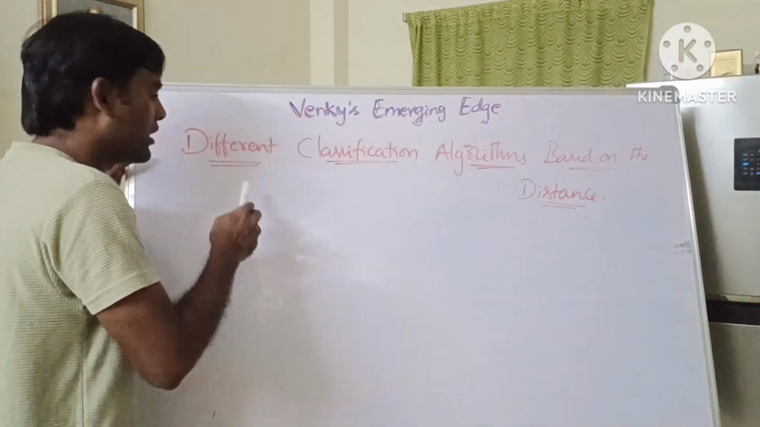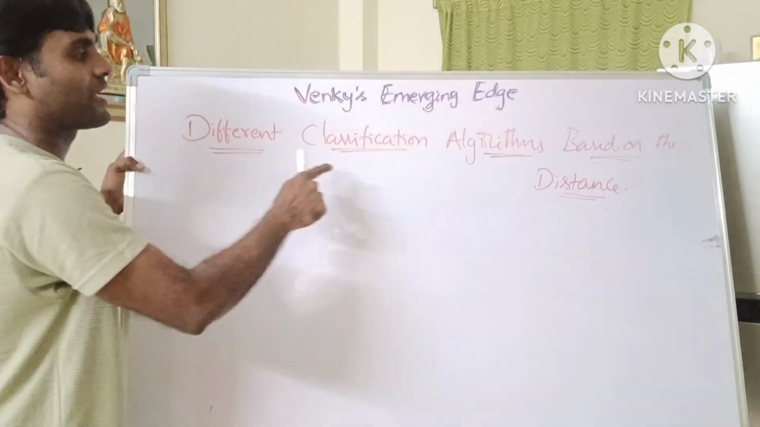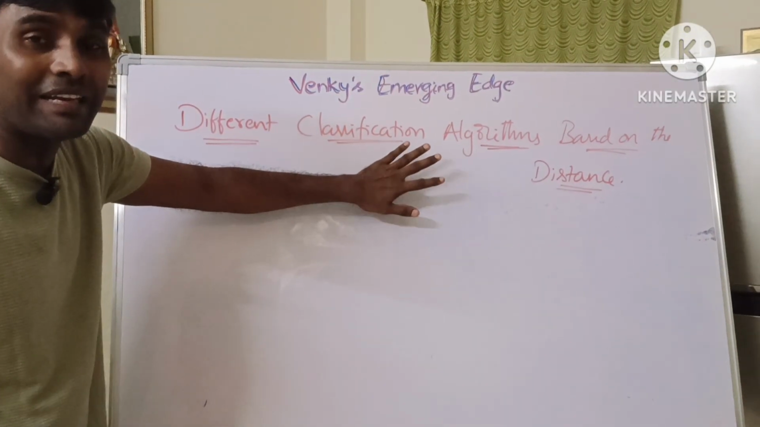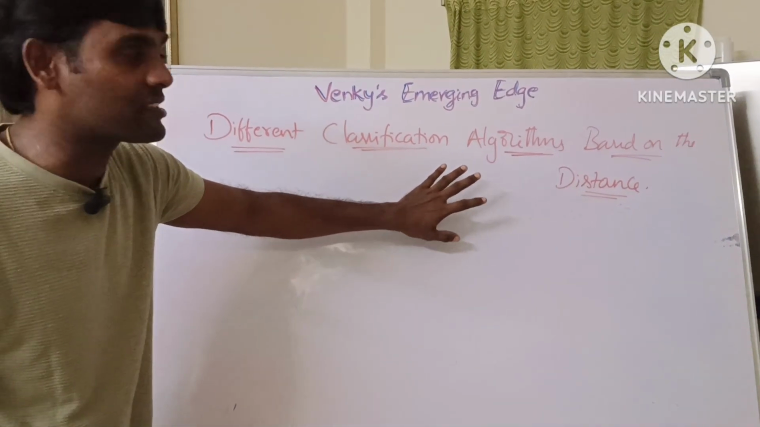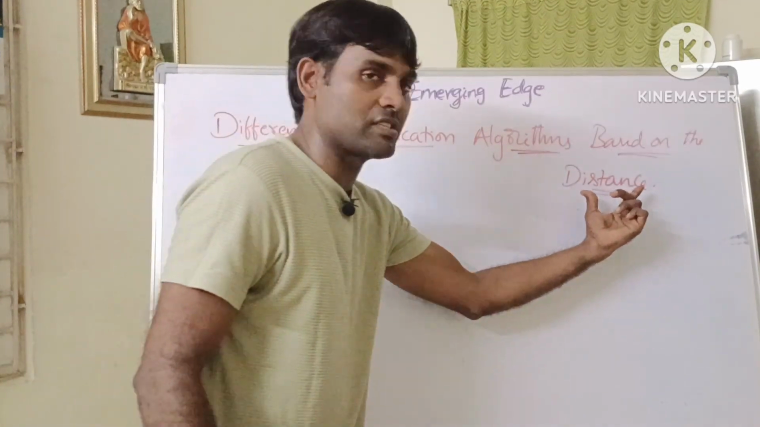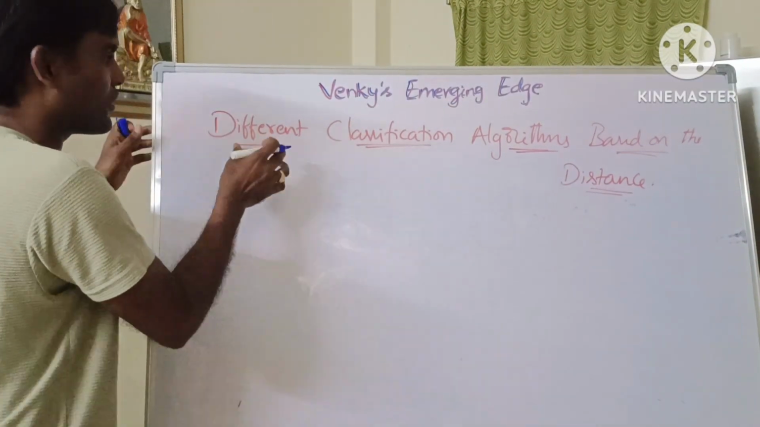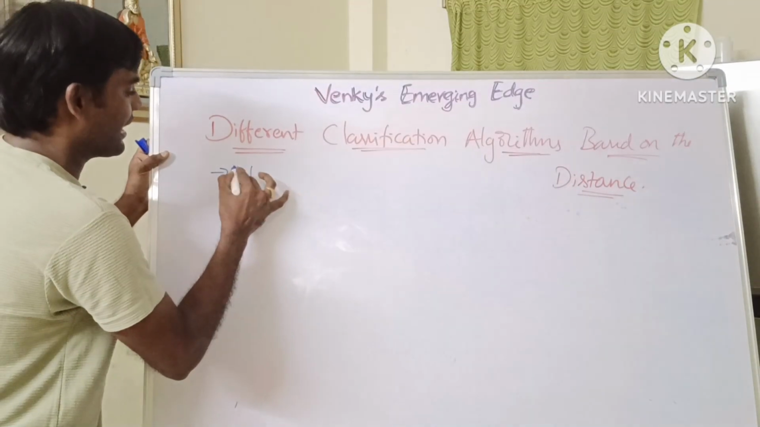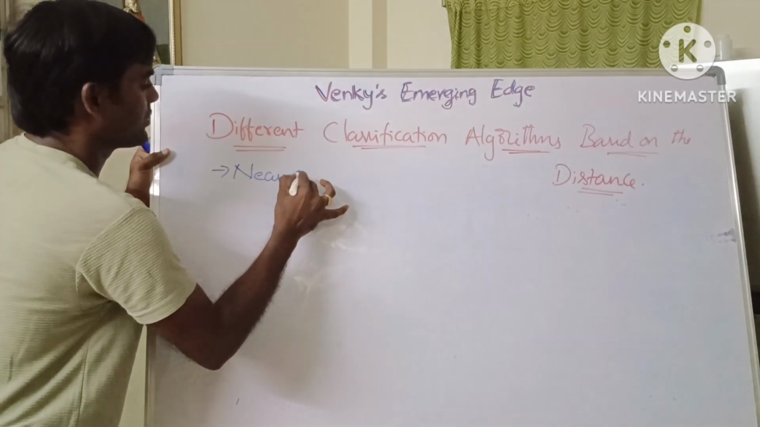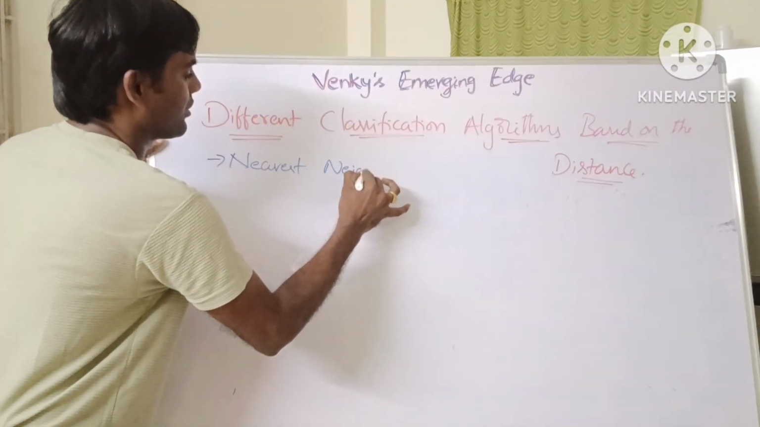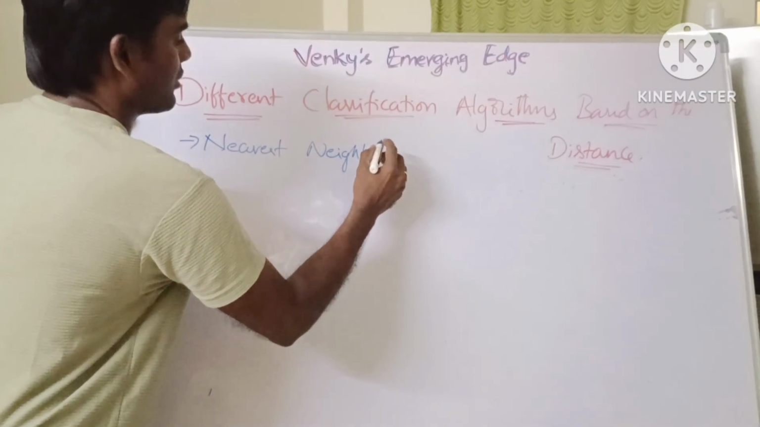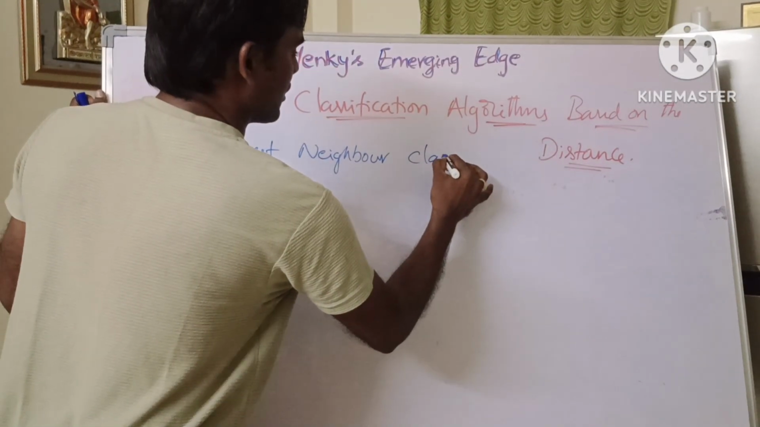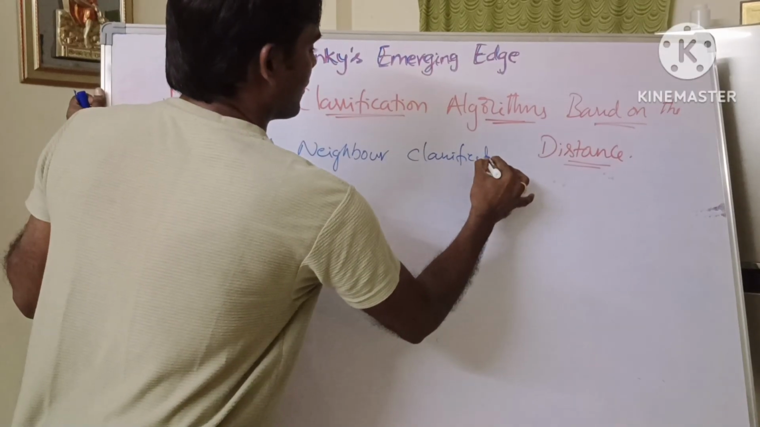So today we are mainly focused on different classification algorithms based on distance. That means this is completely nearest neighbors. Clear distance means nearest neighbors. Okay. So what are different types of classification algorithms? First check it. The first one is nearest neighbor classification algorithm. Is it clear?